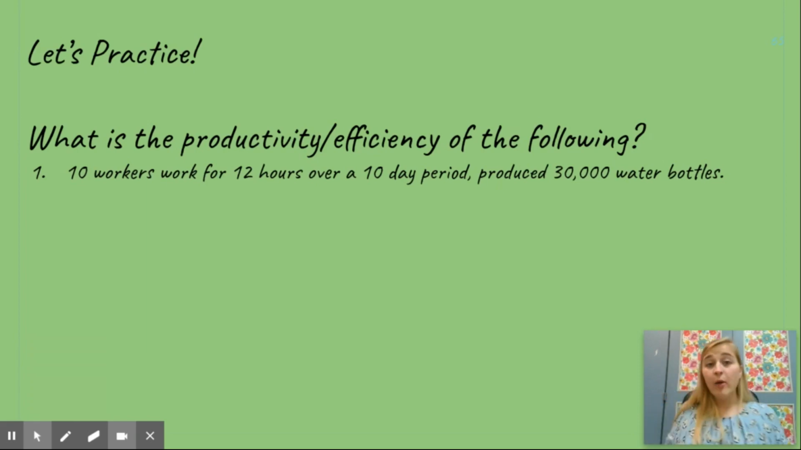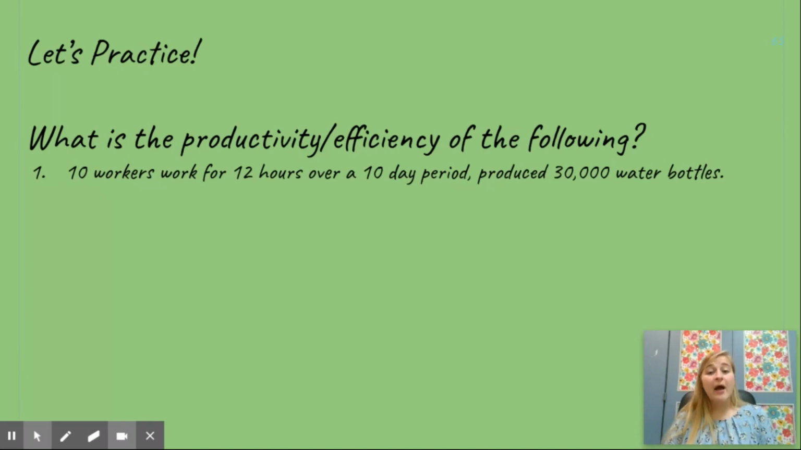We know what our output is. What did they produce? 30,000 water bottles. Now, how do we figure out what the input is? We need to figure out how much everyone worked over this time period to get these water bottles produced. This problem is so much more realistic because this is what factories look at. They look at how much time and energy all their employees on the assembly line spend to make something. And then they think, how can we make it faster? How can we make it better? How can we make it more efficient?